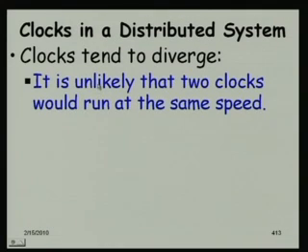In any practical system, the clocks at the individual nodes tend to diverge. It is unlikely that two clocks would run at the same speed. Why is it that two clocks will not run at the same speed? Anybody would like to answer this question? Differences, and also there can be a drift between the working of two clocks. No, manufacturing is not clear actually.